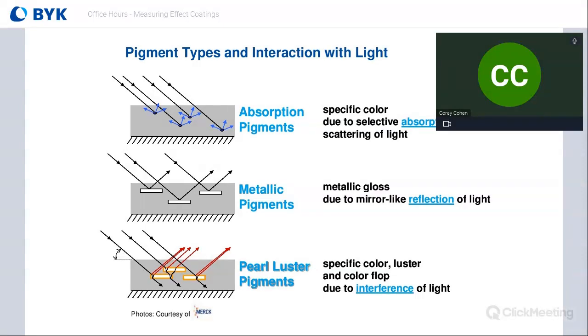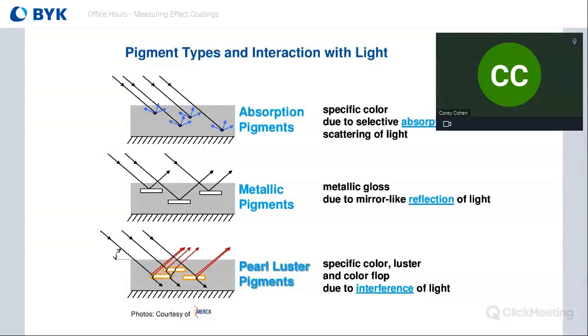There we go. Okay, so when we talk about effect pigments, what we mean are non-absorption pigments. So absorption pigments, first off, are pretty much those typical everyday pigments. Whenever someone just says pigments, that's typically what they mean, absorption pigments. And their job is to absorb certain wavelengths when light is shined on them and reflect certain wavelengths, and that's what gives objects their color.